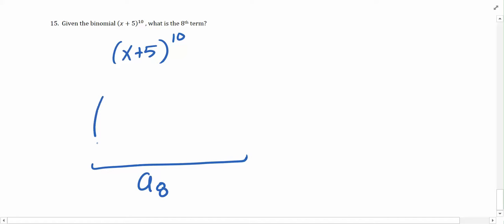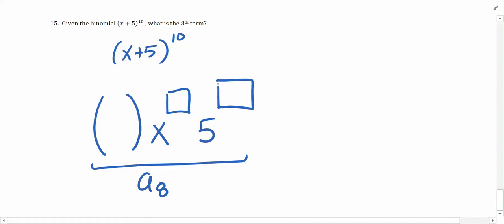All right, we know there's going to be a binomial coefficient, which we find using the choose formula. We know we're going to have our x variable raised to some power, and we know we're going to have our second term, well, it's not really a variable, it's the constant 5, also raised to some power. Now, what's the relationship between all these things? Well, we know 10 goes here because we have a 10 in the exponent.